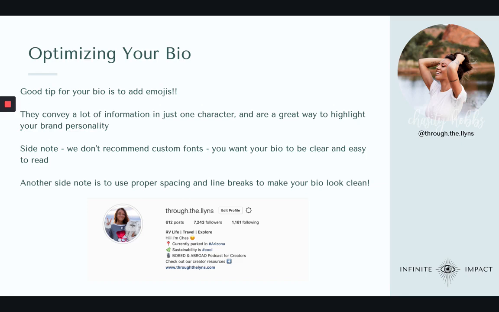Another side note I wanted to add is to use proper spacing and line breaks to make your bio look clean. You can actually do this if you write your bio out in your notes on your phone and then copy and paste it. That's a great way that you can add the proper spacing, so not everything just flows together. As you can see here, I have: hi, I'm Chas, then I entered, currently parked in hashtag Arizona, entered, sustainability is hashtag cool, entered, and so on and so forth. This is just going to make it a lot easier and cleaner for people to read.